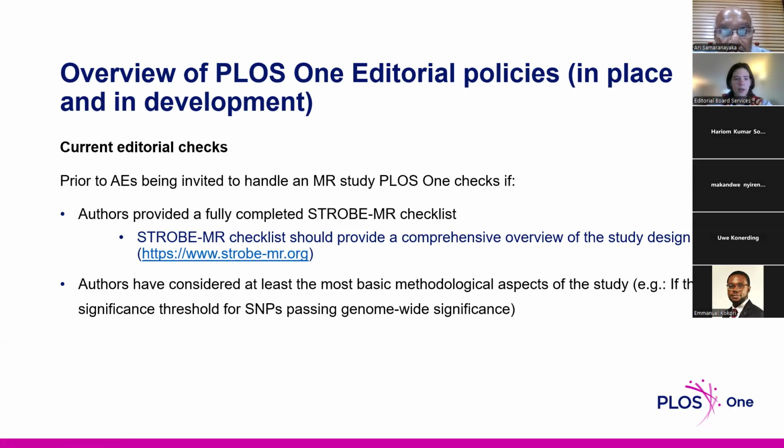The second editorial policy that we already have in place is that every one of these studies is being assessed for a bare minimum of methodological consideration. And I can't tell you the exact details because they're editorial policies, but this looks at things, for example, if the significance threshold for the SNPs passes genome-wide significance. So while we are not necessarily able to evaluate all the complex aspects of the statistical analysis that are being performed, we are having a look at the basics to ensure that the studies are done to a degree of robustness.